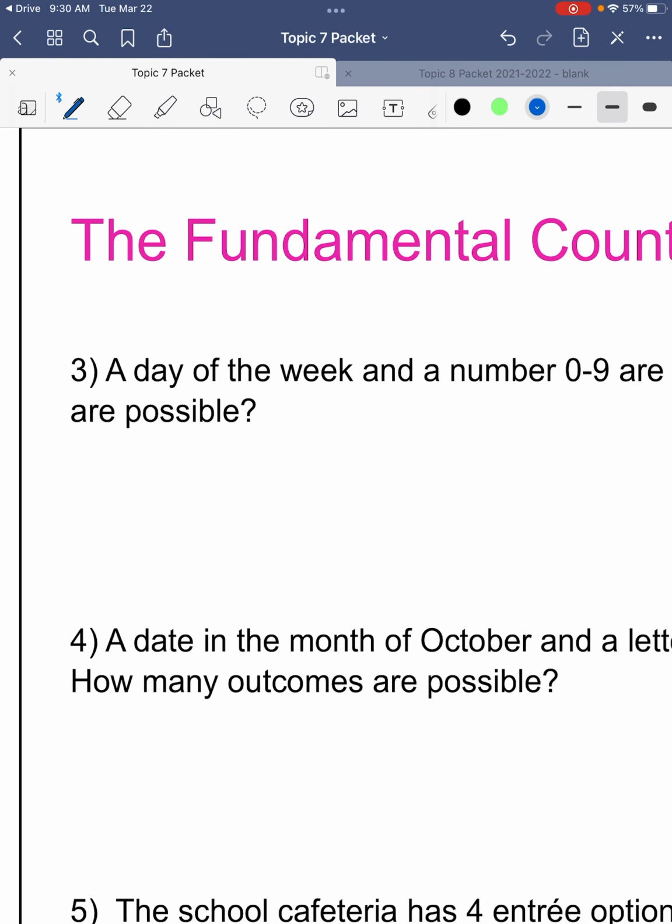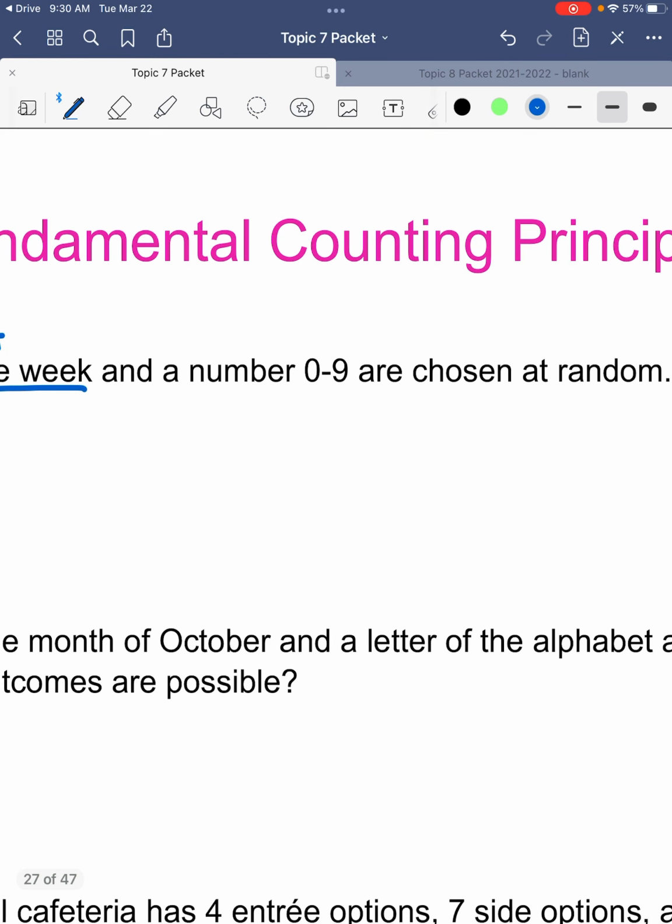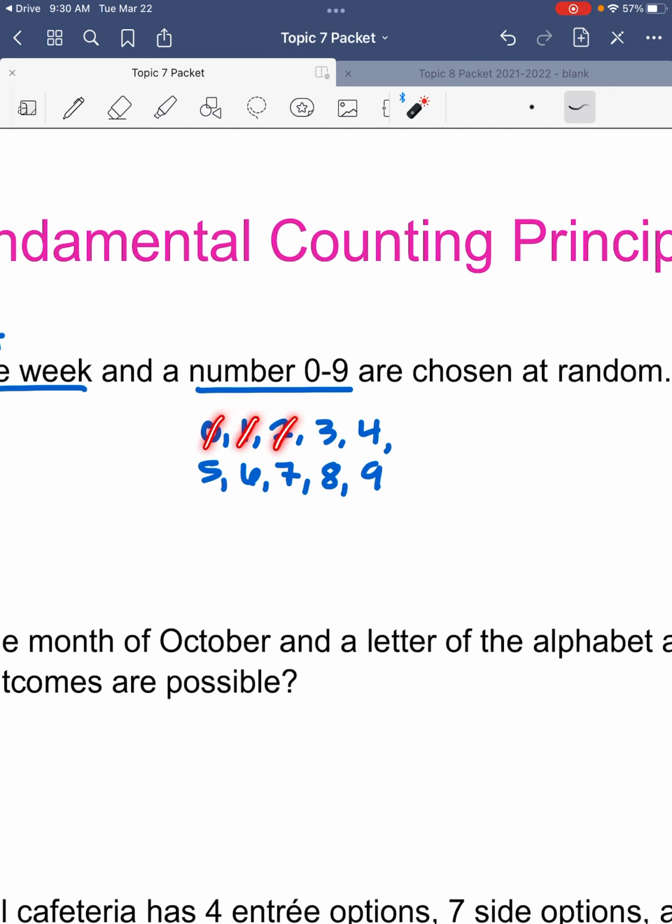Well, a day of the week, that is our first event. How many outcomes are possible with that? 7. And a number 0 through 9 are chosen at random. Now remember, 0 through 9, that's 0, 1, 2, 3, 4, 5, 6, 7, 8, 9. So how many numbers did I just list? Well, 1, 2, 3, 4, 5, 6, 7, 8, 9, 10. So I want you to remember that 0 through 9 is actually 10 numbers.